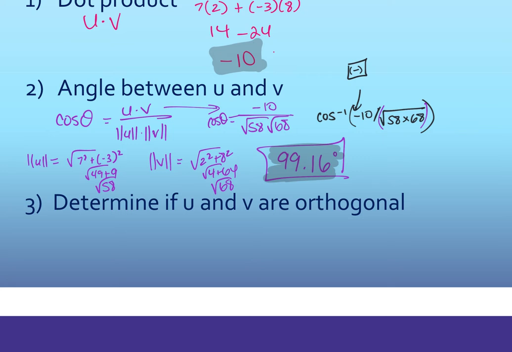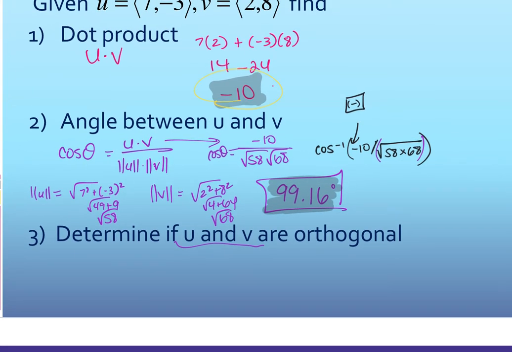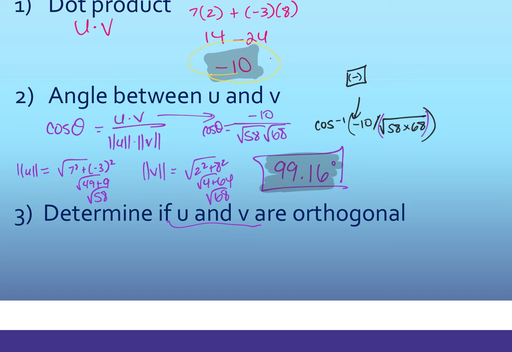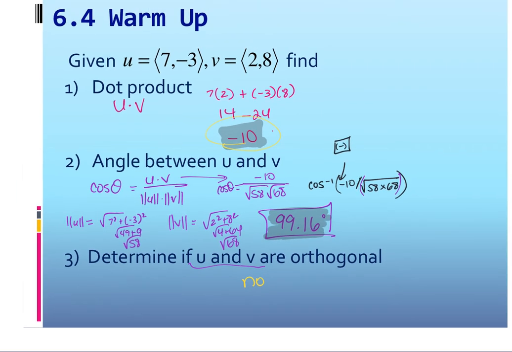All right, number 3 says determine if u and v are orthogonal. So we already have the dot product. The rule on orthogonal is if the dot product's 0, so they are not. If it had said, are they parallel, then that's when I would look at their slopes, right? So the slope of this one, of u, would be -3/7, and the slope of v would be 8/2 or 4/1. So either way, they're not parallel, they're not orthogonal. This would be a neither scenario, okay? It's your one multiple choice question.